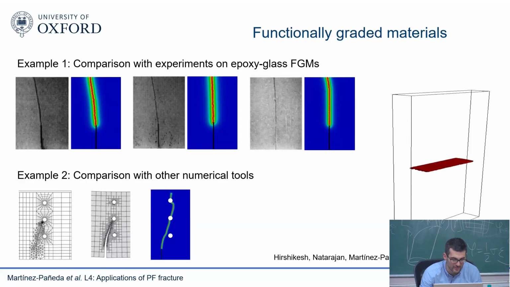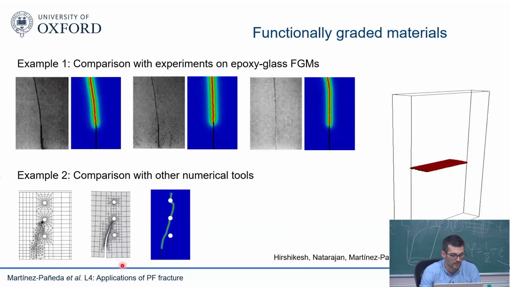And then this is what we get. So just to show you various examples, here it's a comparison with experiments on epoxy glass functionally degraded materials. You can see that the crack deflects. It's a 3-point bending test. In a homogeneous material, you would expect to see the crack growing in mode 1, straight ahead, but it's not. It's actually deflecting due to this variation in properties.